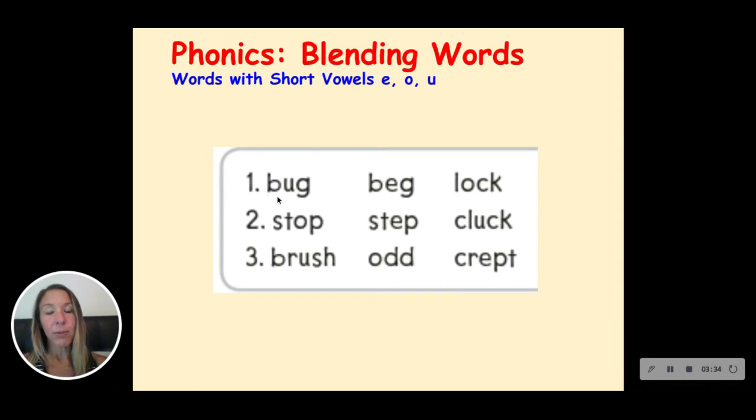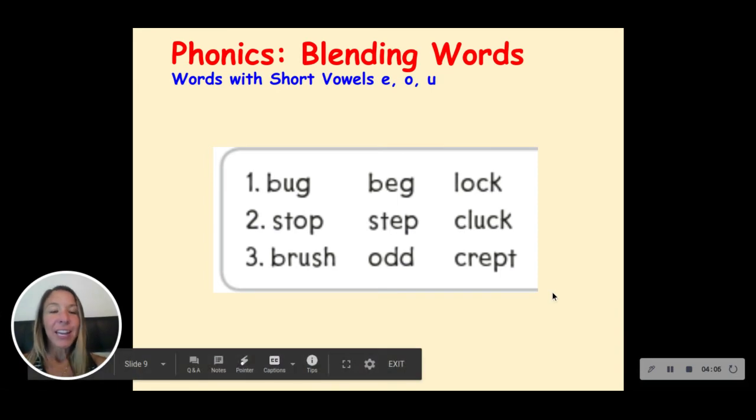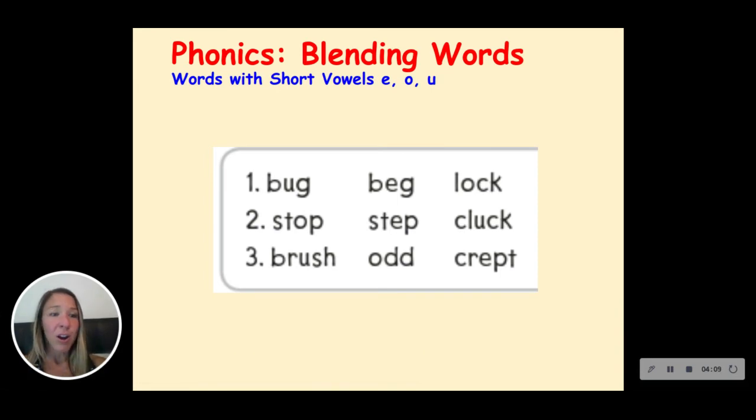All right, let's do line 1. Ready? B-ug, bug. Say them with me. B-eg, beg. L-ock, lock. St-op, stop. St-ep, step. Cl-uck, cluck. Br-ush, brush. Odd. Cr-ept, crept. Very good.